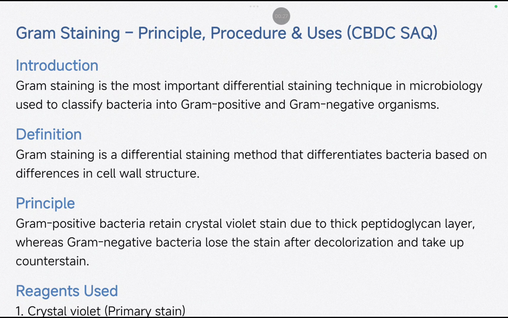If we just go back, it simply means that gram positive have a thick peptidoglycan layer which absorbs color. Whereas gram negative has a very thin cell wall, so there is no staining. What is the definition which you need to write in exam? Gram staining is a differential staining method that differentiates bacteria based on differences in cell wall and cell structure.